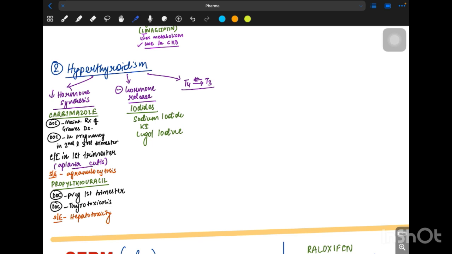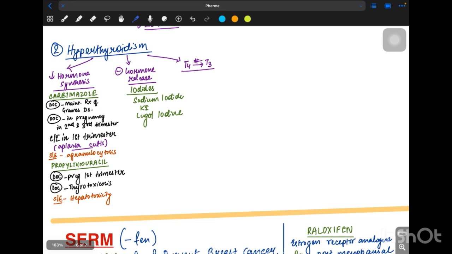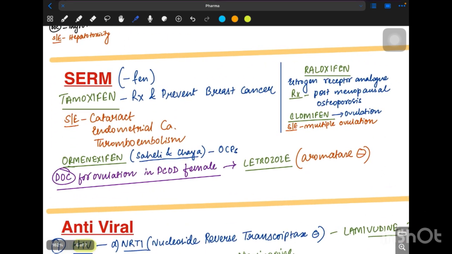Now the other group of drugs which inhibit the hormone release can be iodides, like Lugol's iodine, sodium iodide or potassium iodide. And there are drugs which block the conversion of T4 to T3. So with this we end the endocrine system.